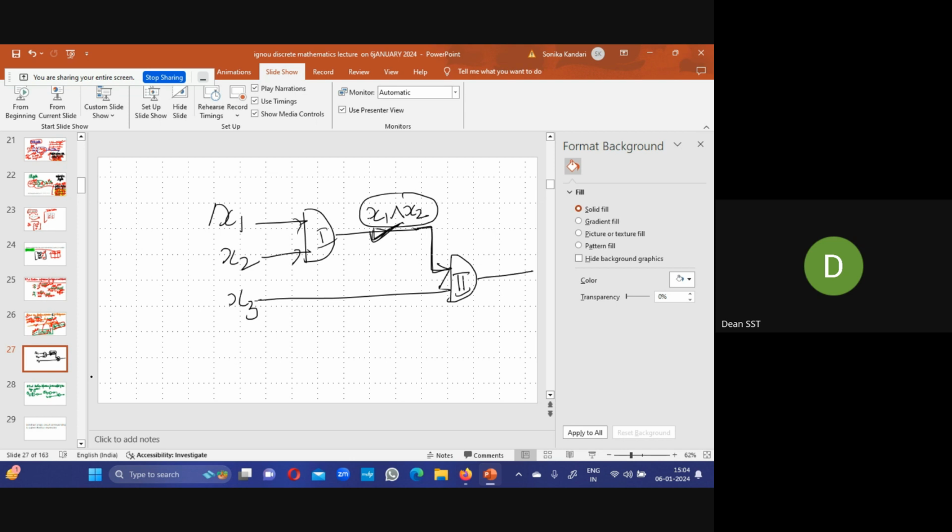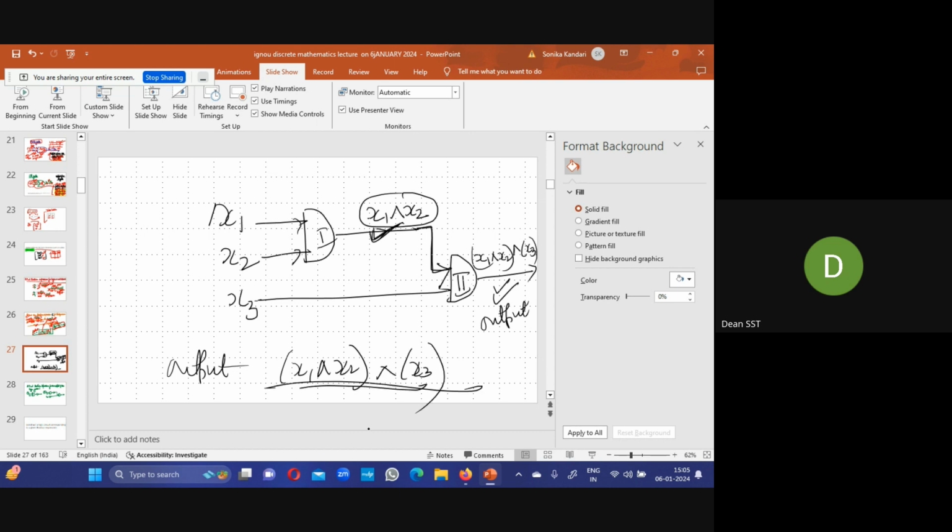So can anyone tell what the output is here? The last output will be x1 and x2 and x3. So the output will be x1 and x2 and x3. Fine. Is it clear? This is going to be the output.